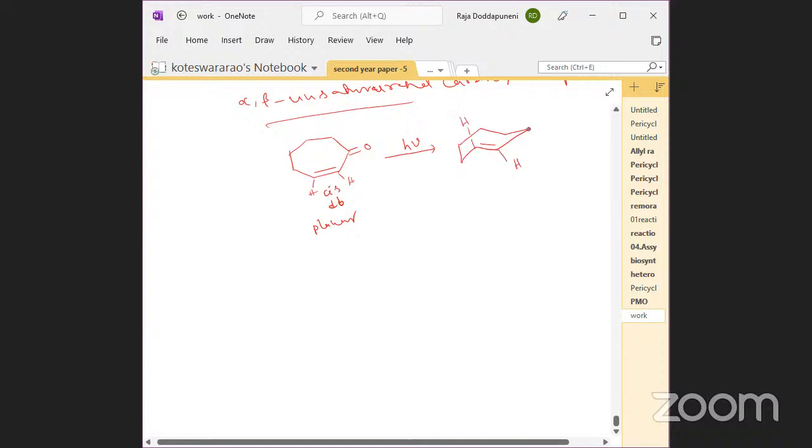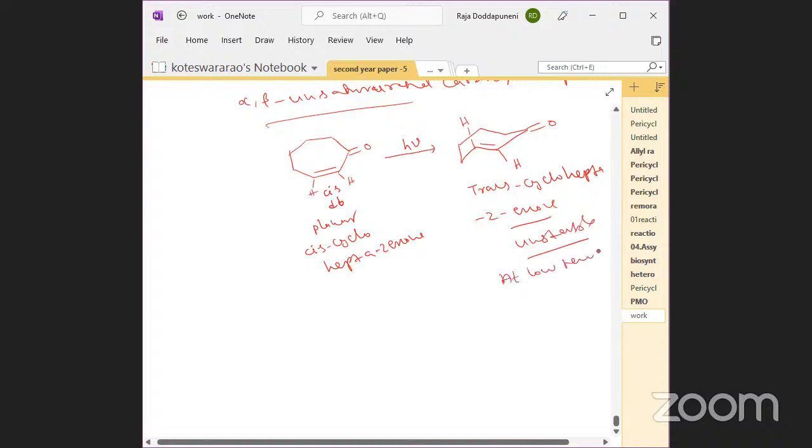Look here. These two hydrogens are trans to each other. These two hydrogens are trans to each other. Now this is a cis cyclohepta-2-enone. This is trans cyclohepta-2-enone. Actually, this is very much unstable. At lower temperatures, you can find it by using spectral methods.